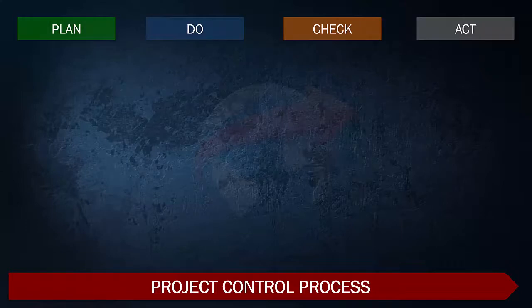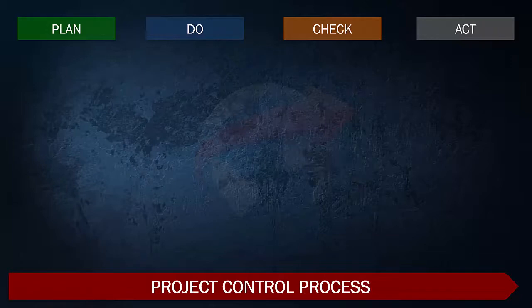According to AACE's Total Cost Management Framework, an effective project controls process is built upon the PDCA control cycle, which is also known as the Deming cycle. PDCA, or the Deming cycle, is a method used for the control and continuous improvement of products and services. It stands for plan, do, check, and act, and sometimes we call act "act, assess, and adjust."